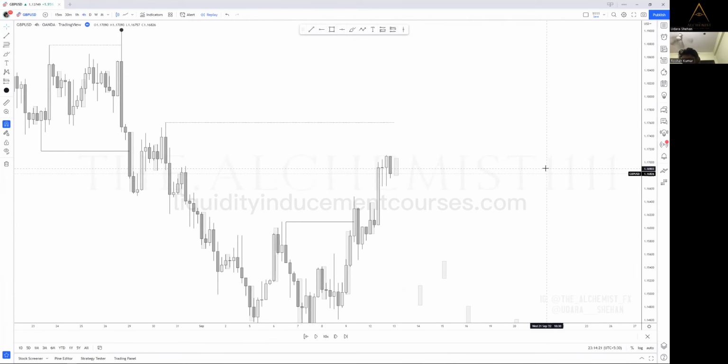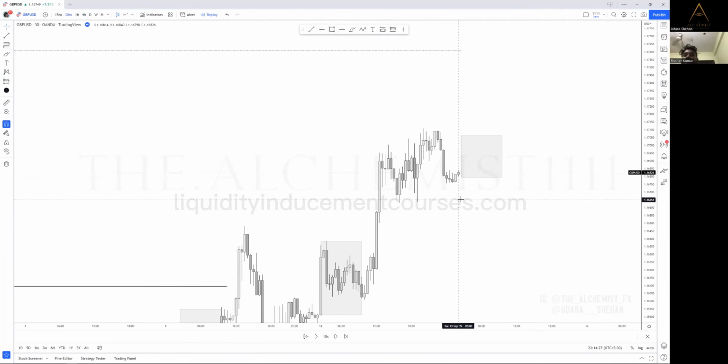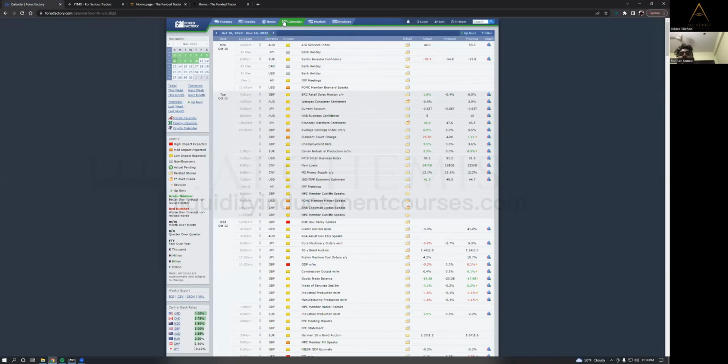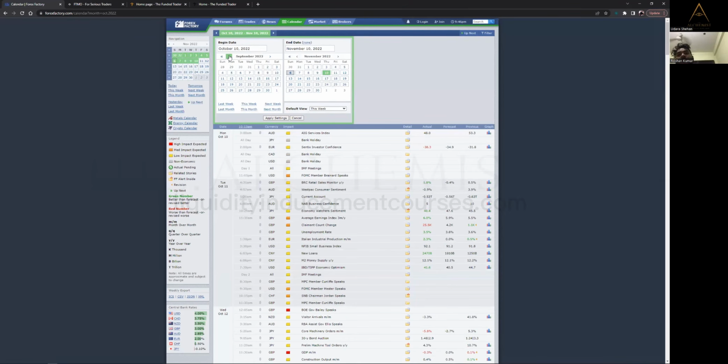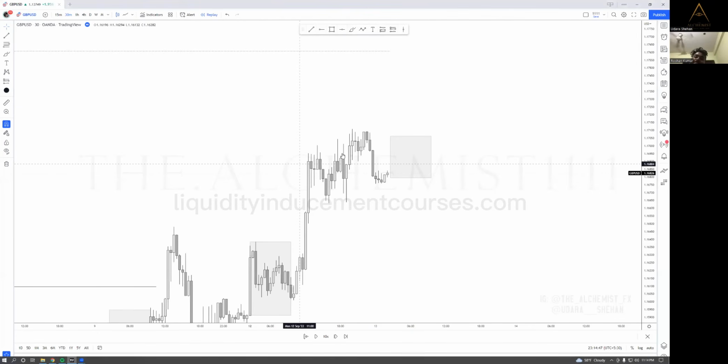So on this day we had news. We had news coming. So what is it? Let's check. This was Tuesday, 13th of September. Let's check. September 13th. What do we have? CPI, 6 p.m. Is it safe for us to trade London? No. Not safe for us to trade London. Let's trade New York then.